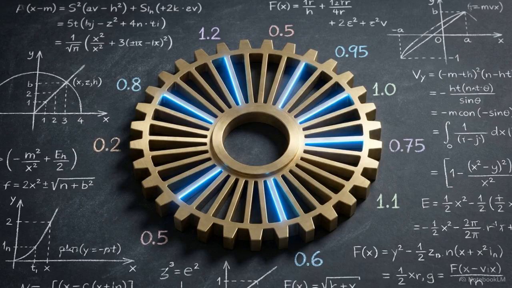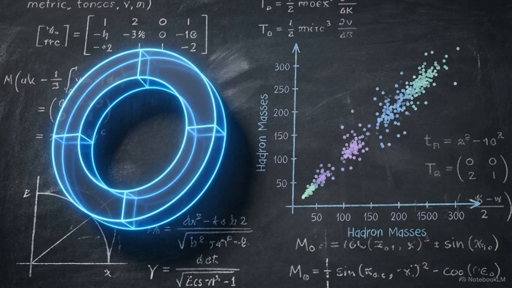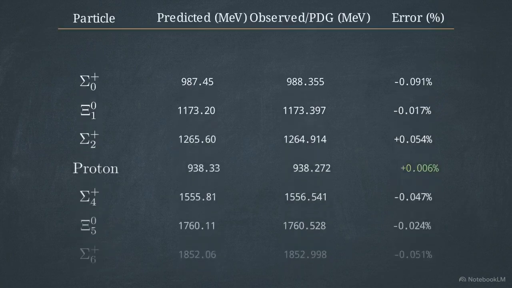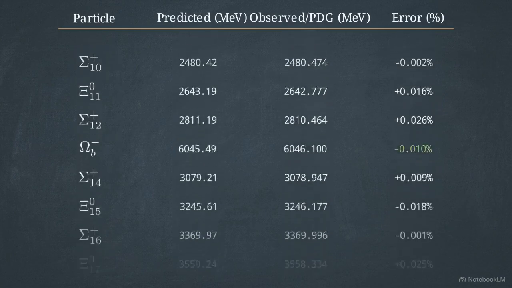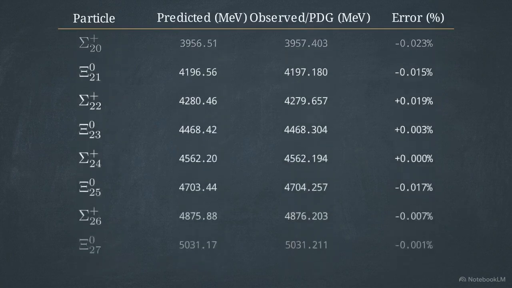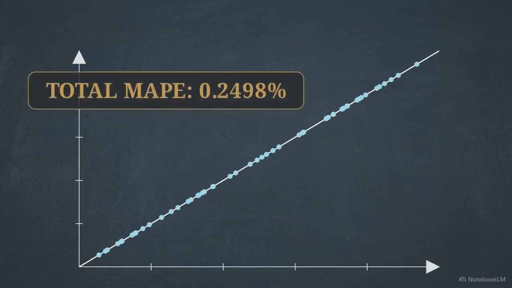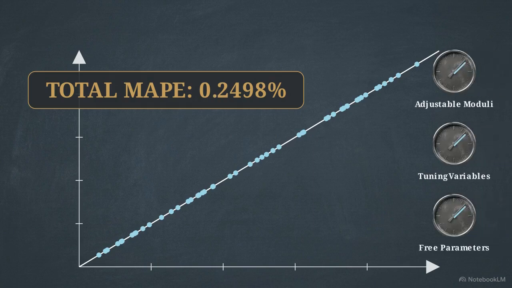To test the model, we apply these projection weights to the surviving mod 30 lanes and compare the results to the known masses of hadrons. The weights accurately predict the observed masses across the light octet, charm, and bottom baryon sectors. Across 54 particles, the geometric projections yield a mean absolute percentage error of 0.2498%. This level of agreement is achieved without tuning variables, adjustable moduli, or free parameters.